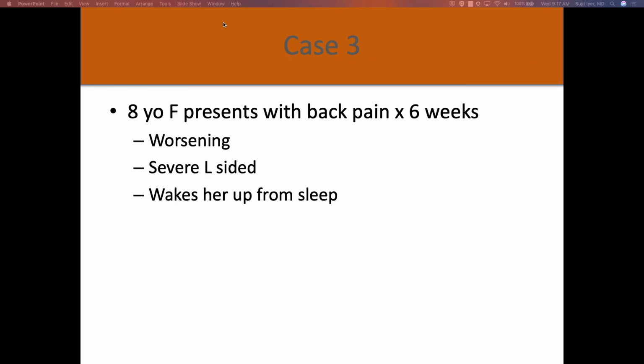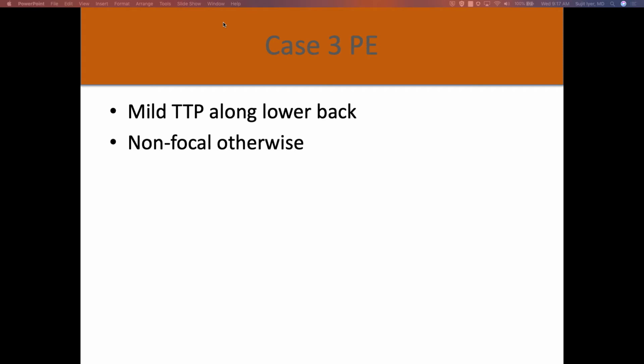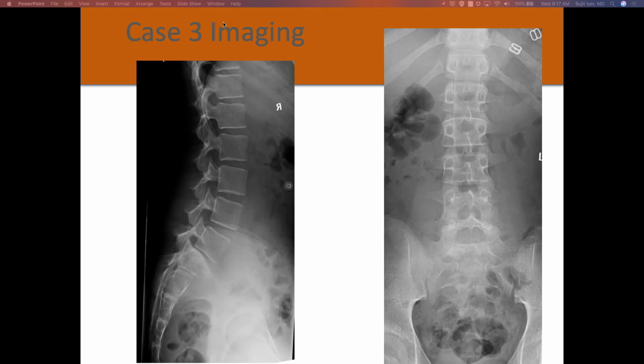So case number 3, so 8-year-old female, she's coming in with back pain for about 6 weeks. It's worsening, it's left-sided, wakes her up from sleep. On exam, just has some mild tenderness along the lower back, but otherwise it's pretty non-focal. And this is what you get. Does anyone on the left side of the room want to give a shot? My left side.